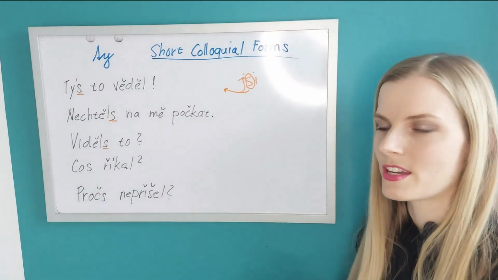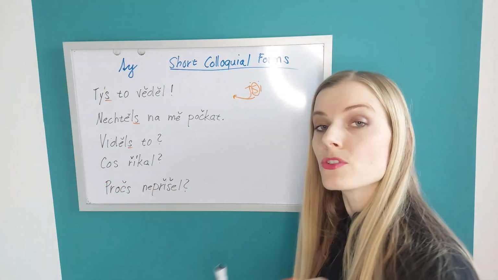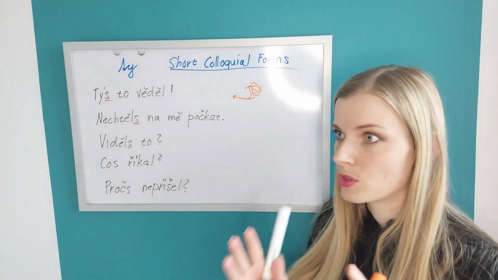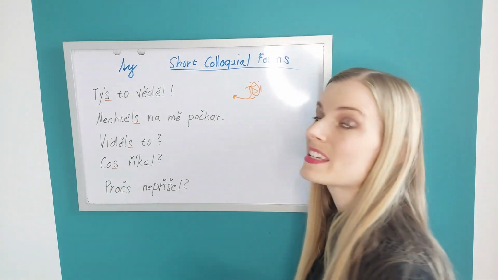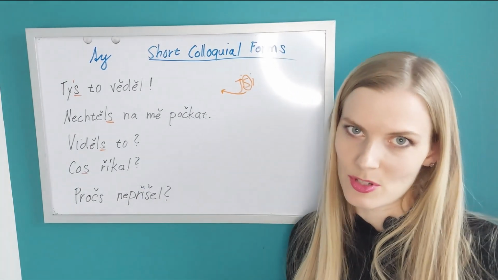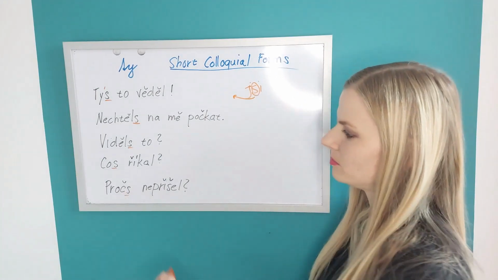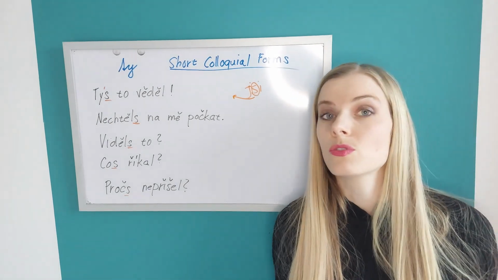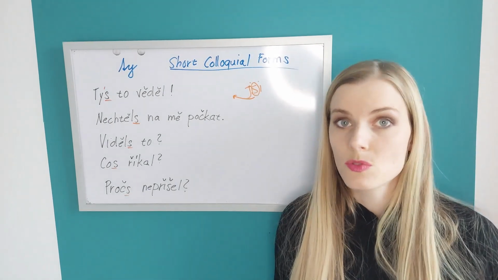Co jsi říkal? You add the s to the first word of the sentence or of the clause. So, co jsi říkal? Proč jsi nepřišel? Why didn't you come? Like I said, we don't usually write it. We use it in spoken form.